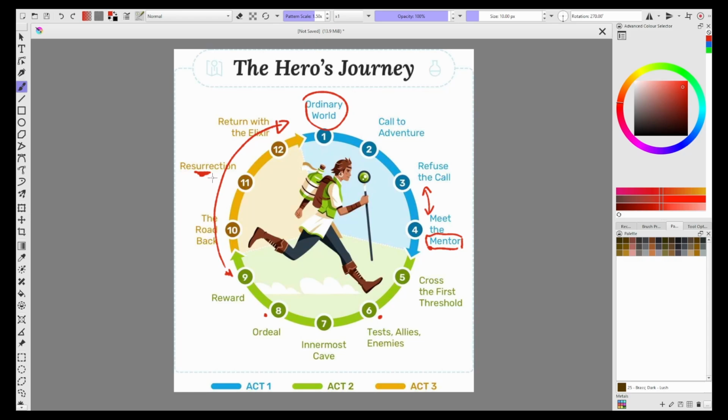Quite often in these stories, the mentor will not necessarily disappear, but they have done their job. And so the character, when they return to the ordinary world in its new form, will often be alone. So that's it for the general beats for the hero's journey.